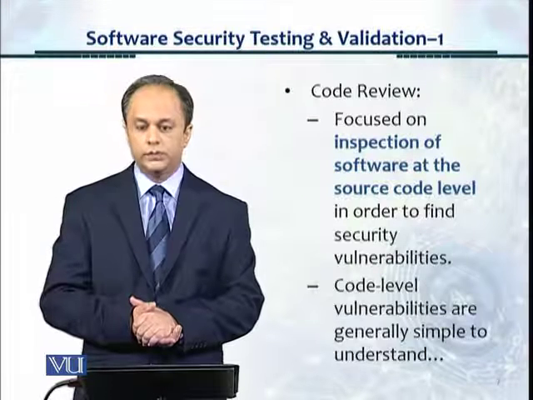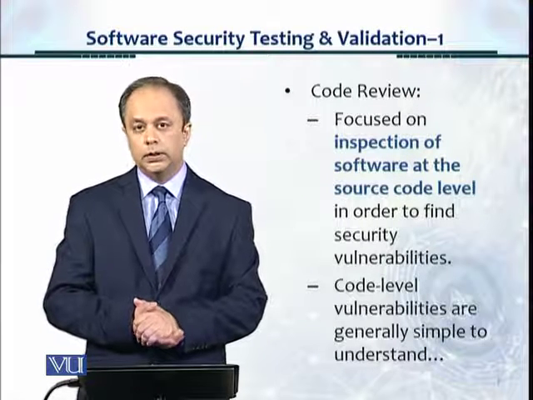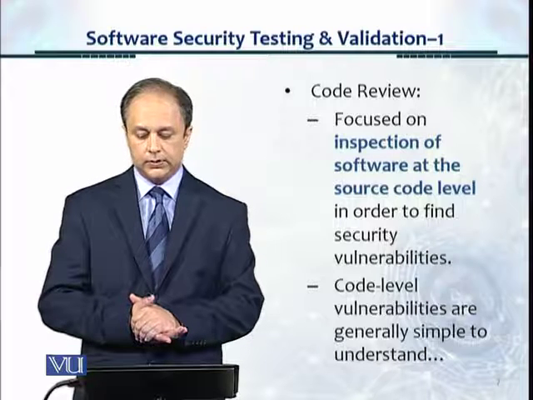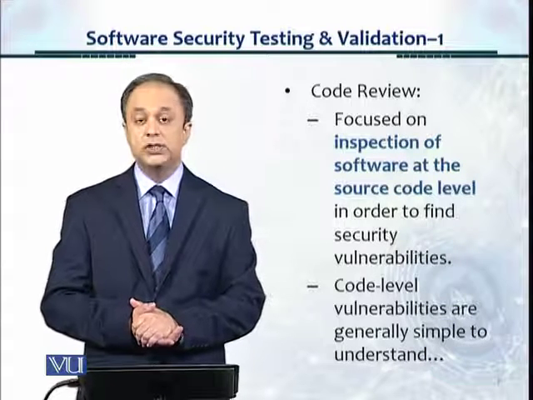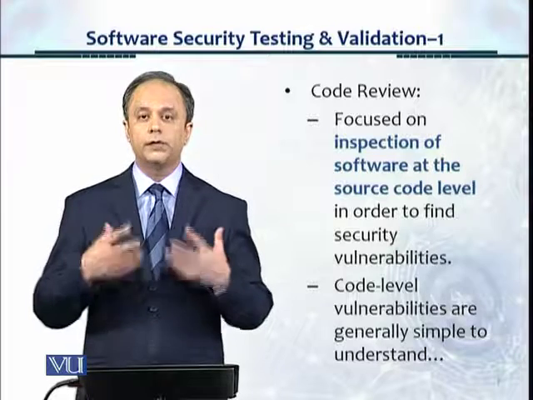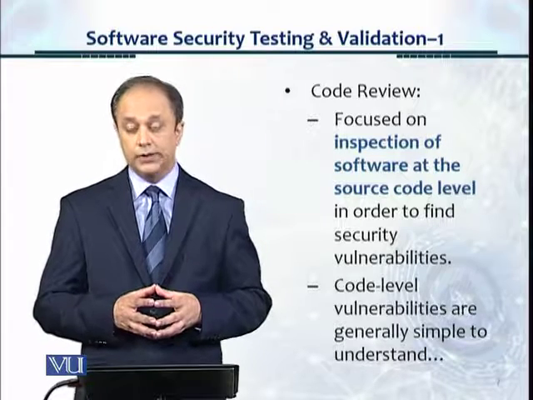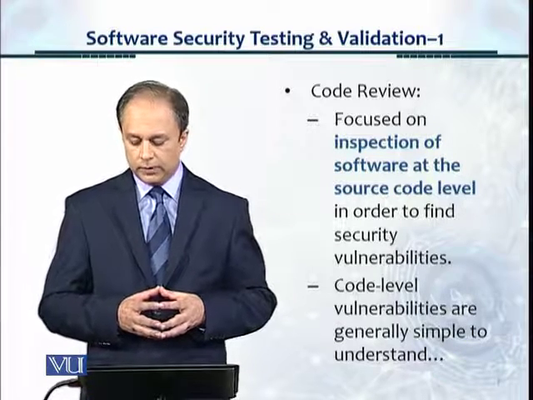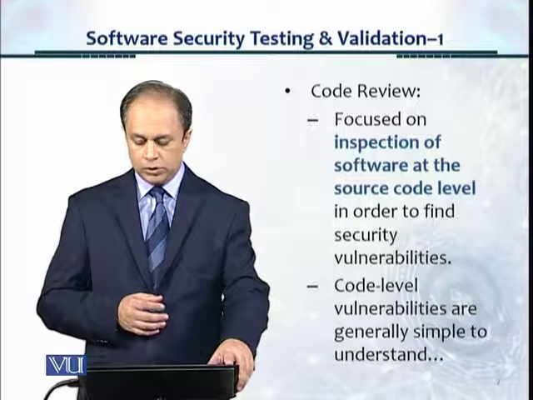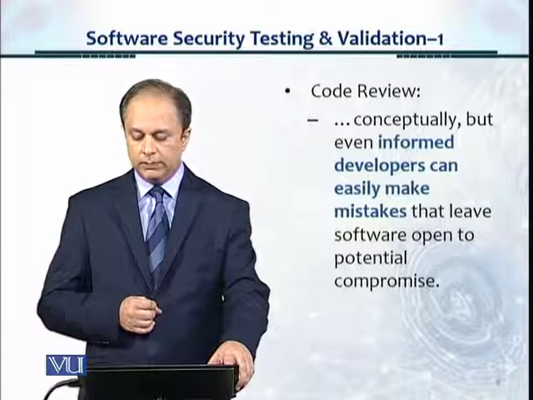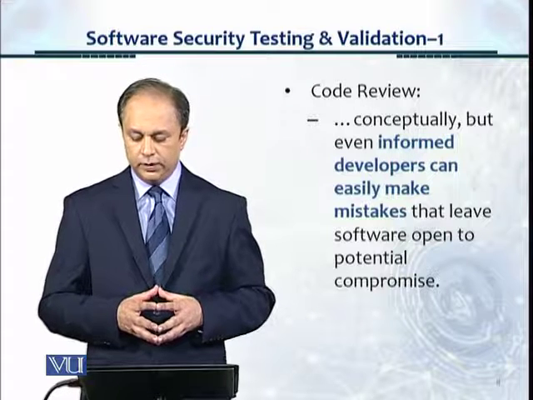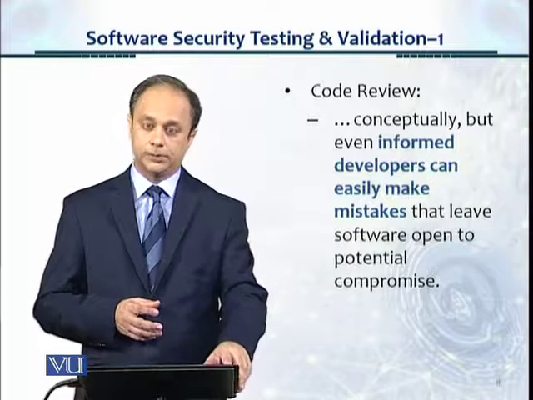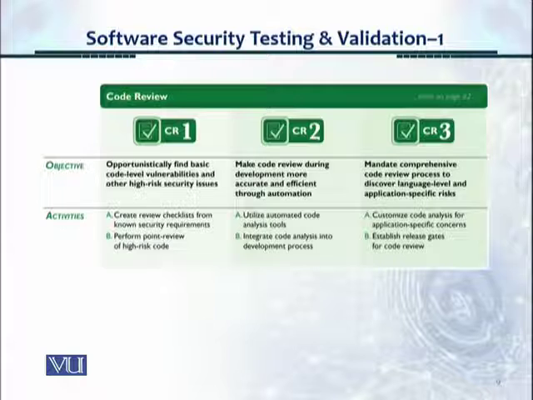So for code review, this is now the second of the activities in the verification. In code review, we're focused on inspection of software at the source code level in order to find security vulnerabilities. And code level vulnerabilities are generally simple to understand conceptually, but even informed and experienced developers can easily make mistakes that leave software open to potential compromise. So here are the code review objectives and activities.